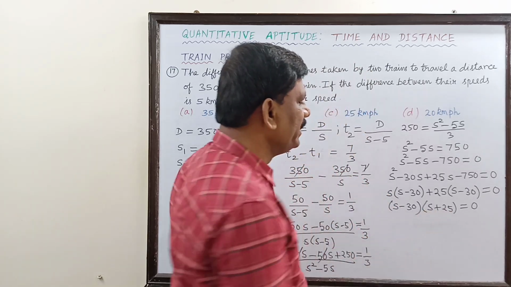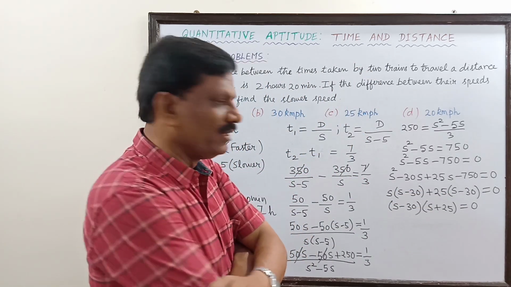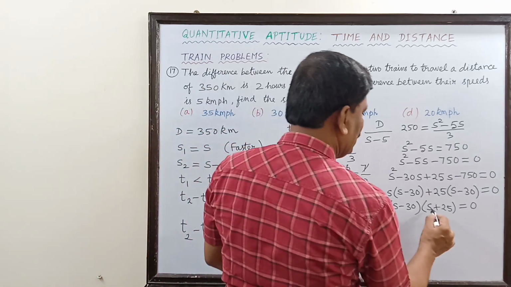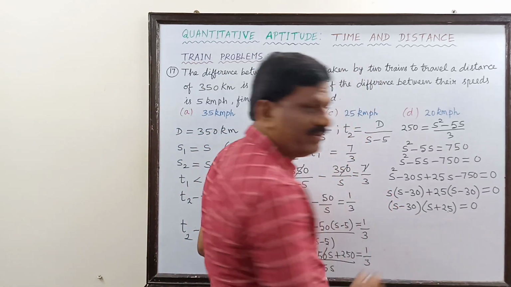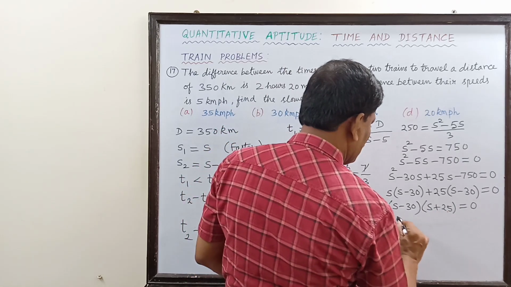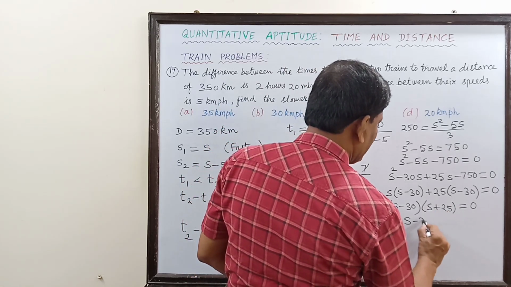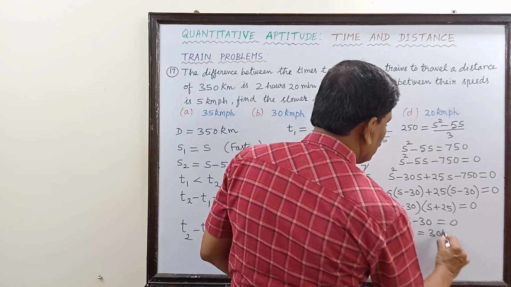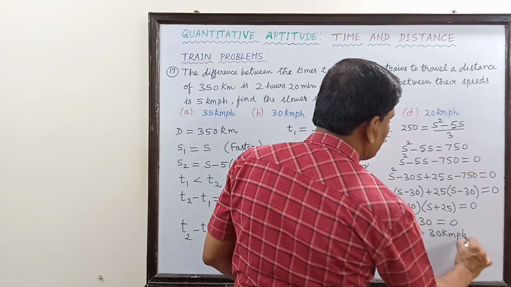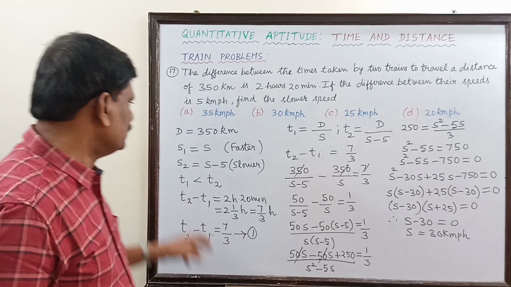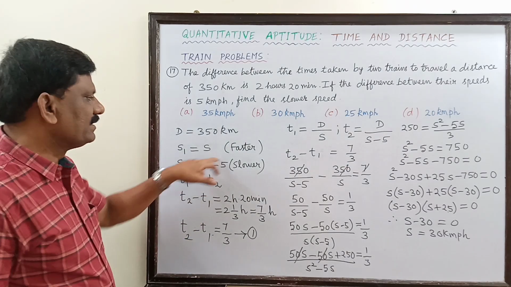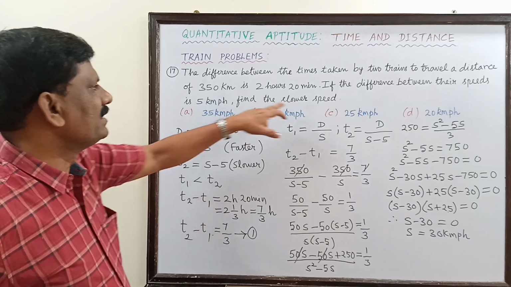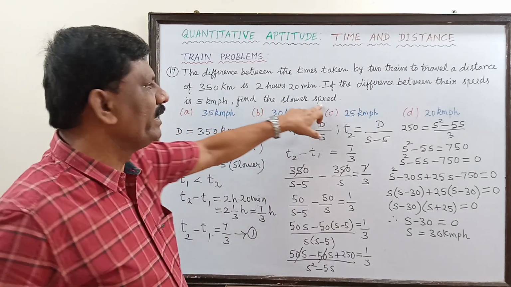S minus 30 into s plus 25 is equal to 0 means there are two values for s. One value is s equal to minus 25, which is negative, so that is absurd. Therefore, s minus 30 must be equal to 0, or s is equal to 30 km per hour. But what is s here? Speed of the faster train is s. But what is the question here? Find the slower speed is asked.